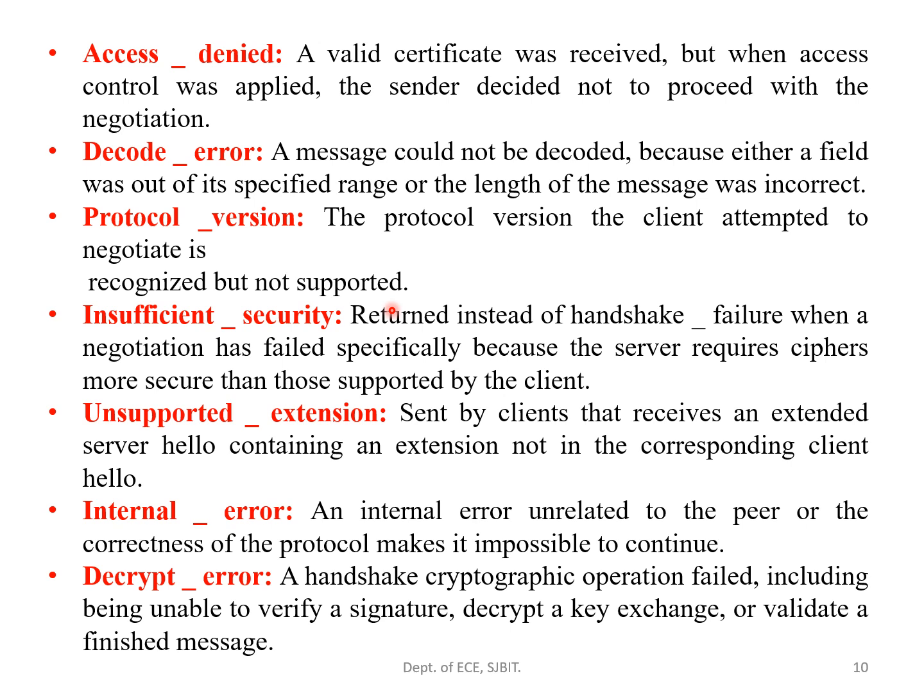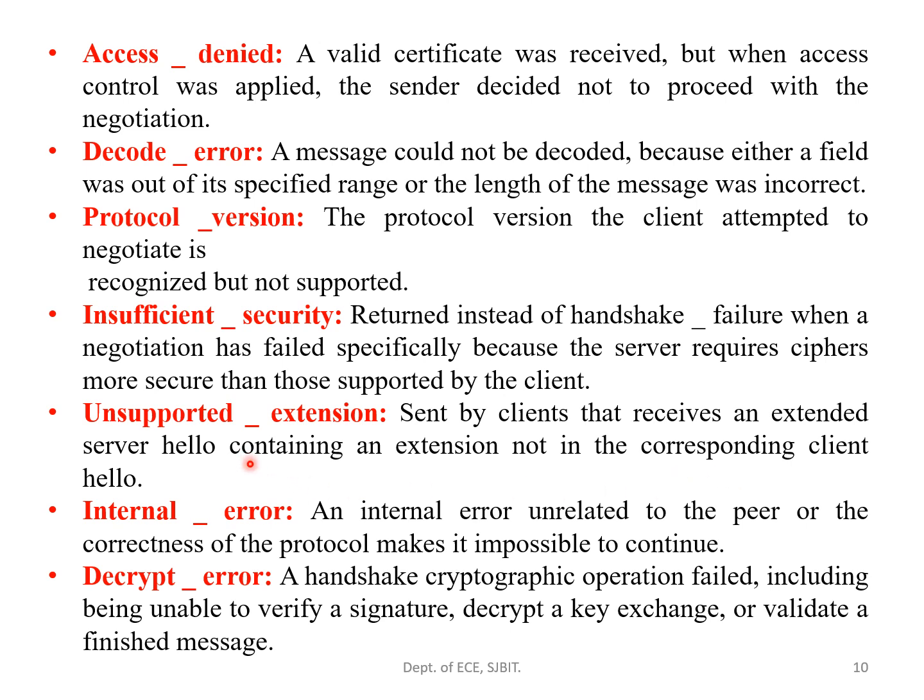Then the protocol version. If the protocol version the client is using is not supported, we also get the alert message. Insufficient security is returned instead of handshake failure when the negotiation has failed specifically because the server requires ciphers more secure than those supported by the client. Authentication should be there, confidentiality should be there, integrity should be there. If anything mismatches, we get the alert message.